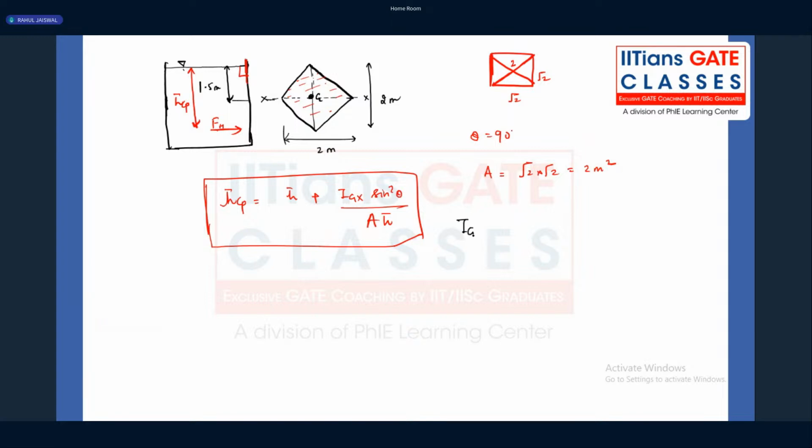What is the value of Igx? Let me call this 1 and this 2. So we can write I1 plus I2. What is I1, my dear friend? b d cube by 12. What is b? It's 2. What is the depth? Can I say it's 1 meter? If the total height is 2 meters, then what about the height from here to here? Let me call the points A, B, C, D. Then what is the height of A to G? That means I'm asking about this particular height from here to here.